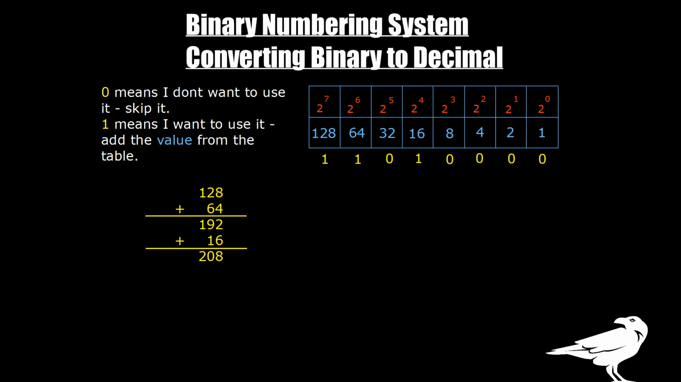Lovely. I've got a 0 under the 8 column, which means I don't want to use it. A 0 under the 4 column, the 2, and the 1. I don't want to use them. So let's move on. 208. That's that value in binary.